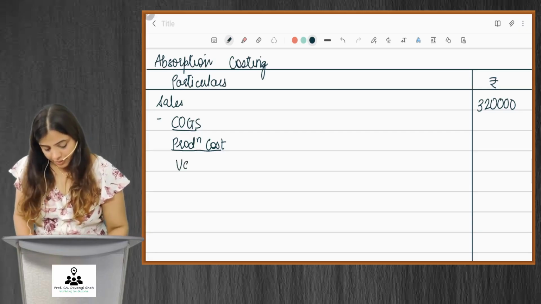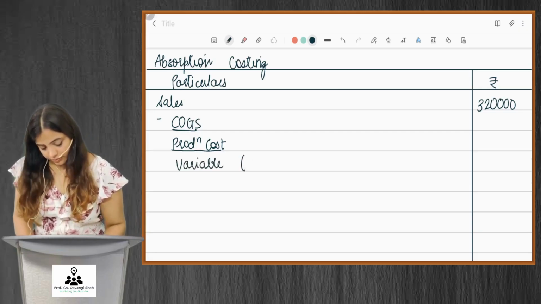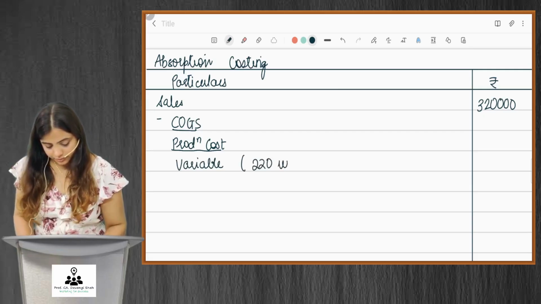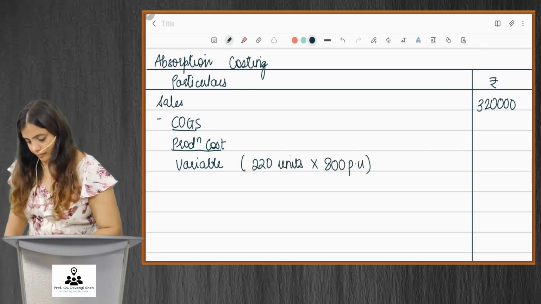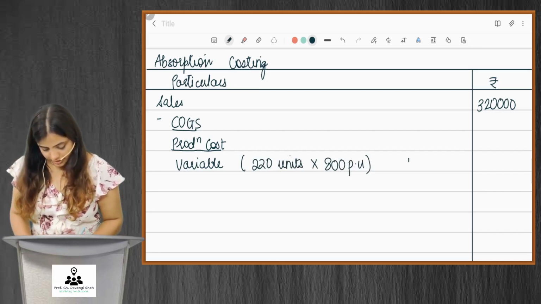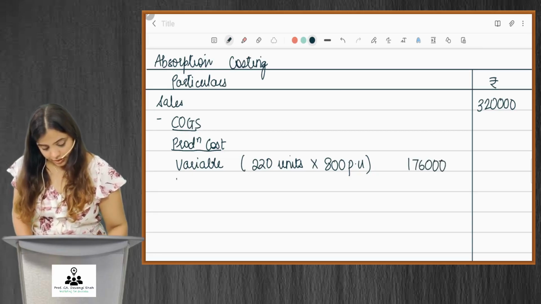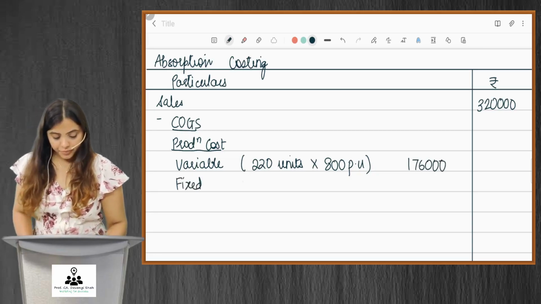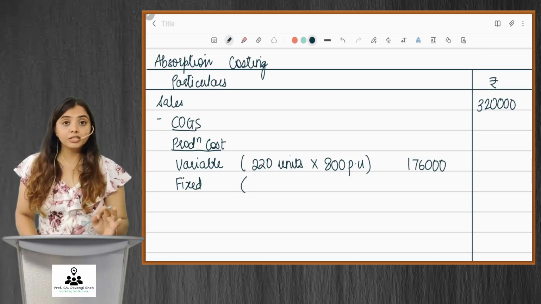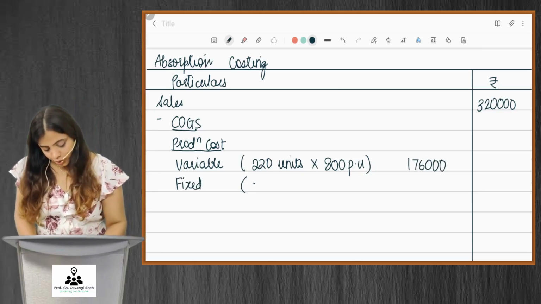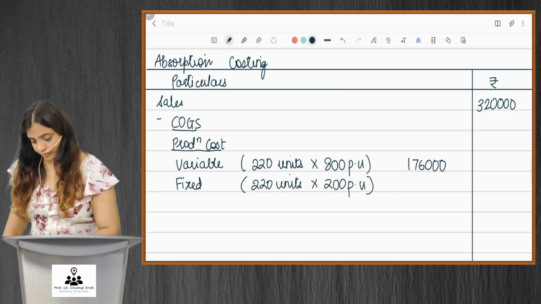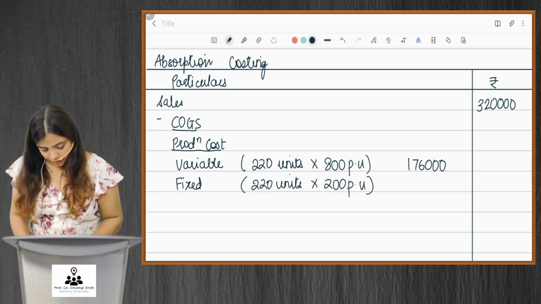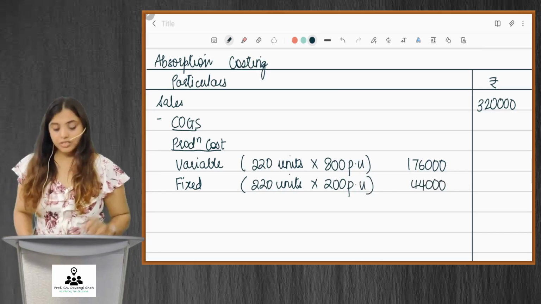Under that, we have variable production cost, which is 220 units into 800 per unit, 1,76,000. Then we also take fixed production cost. And because it is absorption costing, we will take it on the basis of absorption rate: 220 units into 200 per unit absorption rate, 44,000. So this is the cost that is to be debited.